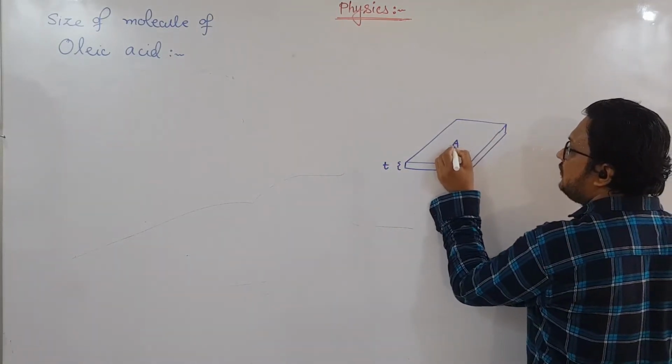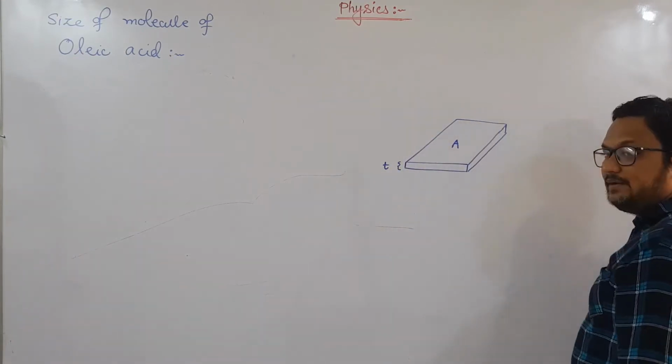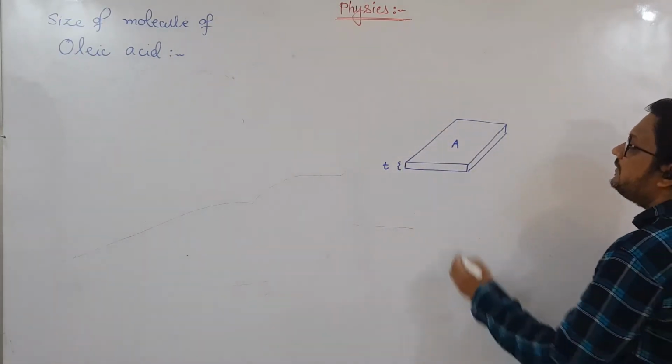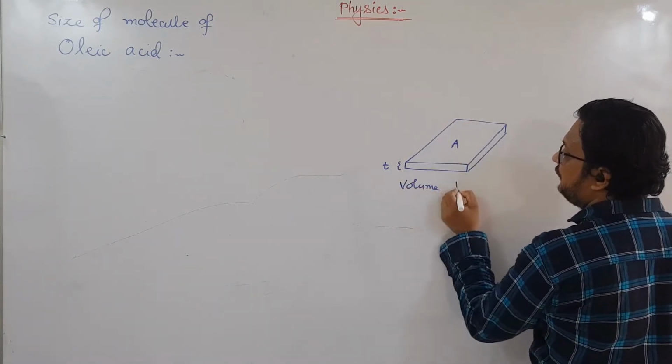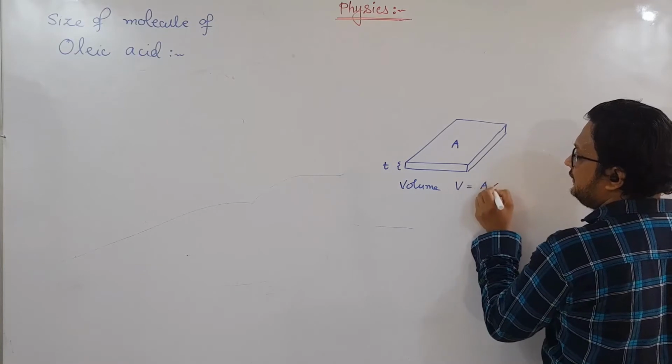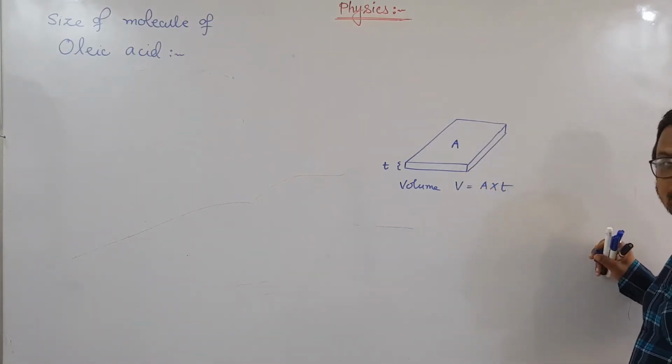While the area of this metal plate is A, what will be the volume of this metal plate? Obviously you will say that volume V will be equal to area into thickness. Right? Volume will be equal to area into thickness.